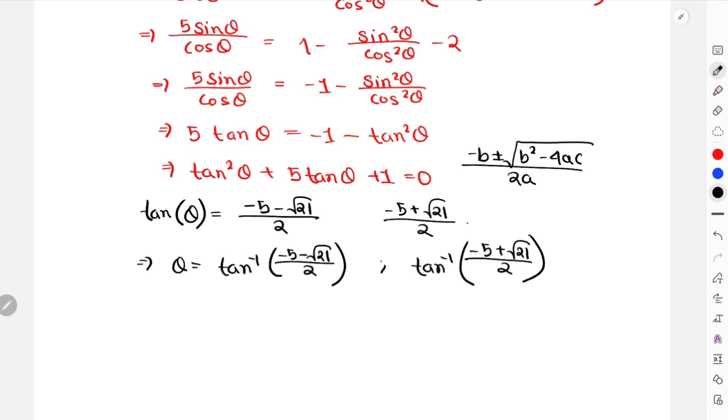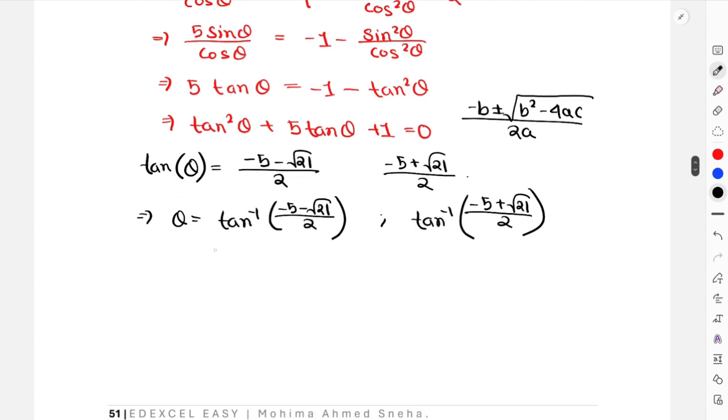So obviously change your calculator's mode to radian. Tan inverse of minus 5 minus root 21 over 2 is going to be negative 1.37, and for the second part, tan inverse of minus 5 plus root 21 over 2, this is negative 0.206.